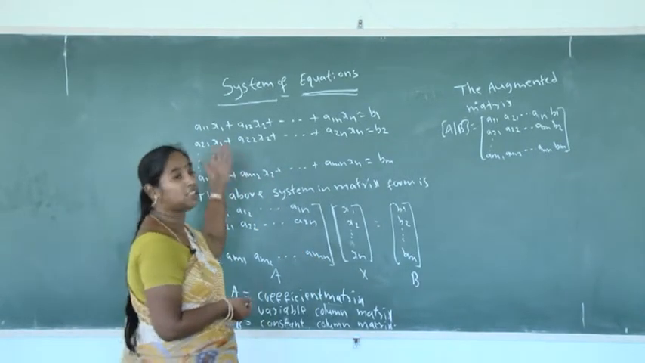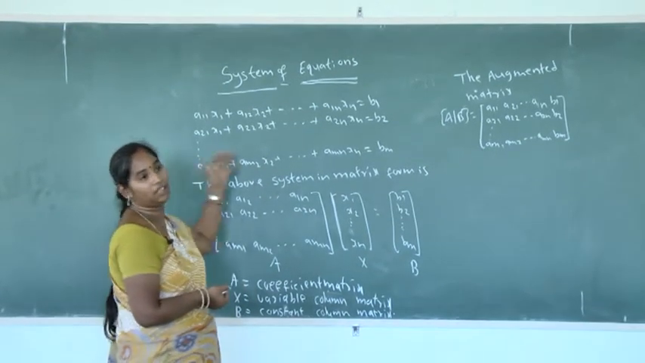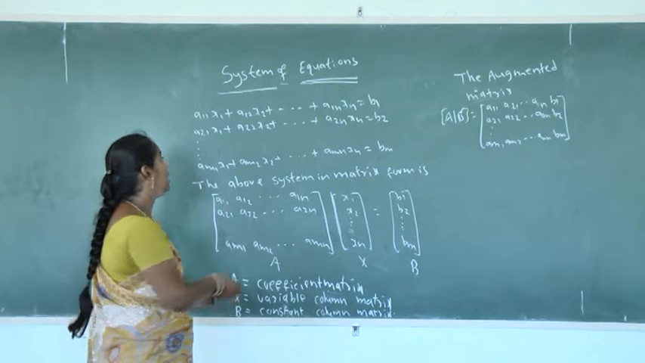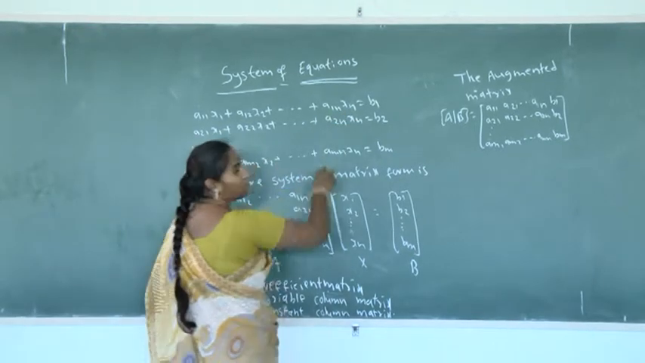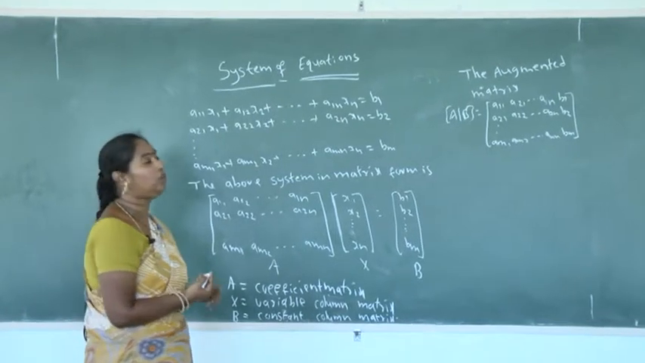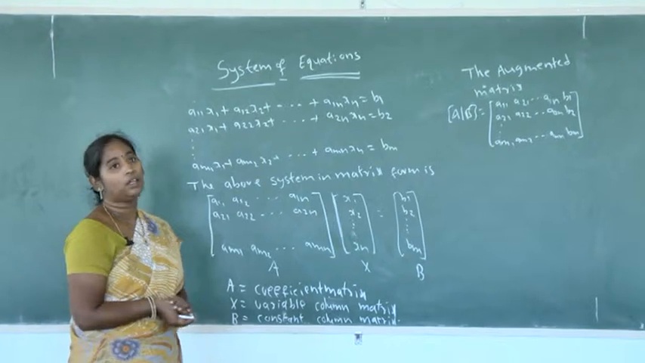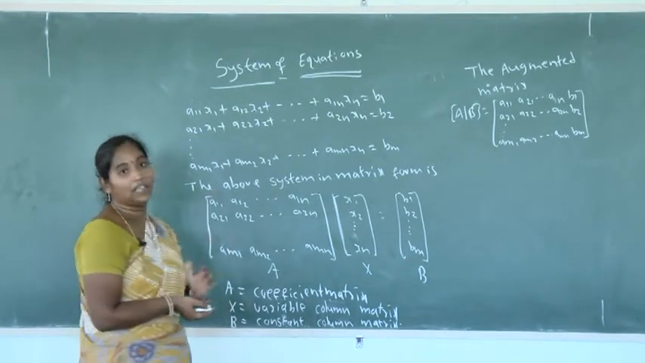Today we are going to discuss systems of equations. For this I am considering a system of m equations in n unknowns. Here x1, x2 and so on up to xn are the variables, which are nothing but the solution to the given system. Now we are going to find whether the system has a solution or not. For this I am using the matrix method.